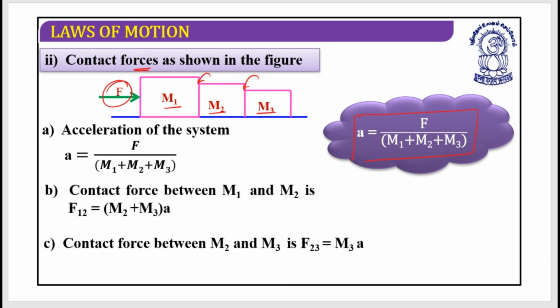Now make a free body diagram of, let's suppose, m1. Which are the forces that are acting? It's F, and this is the normal force. It is moving in this direction. So what I can have is F minus N equals m1 into a, and from this N could be calculated. The same thing can be done here as well.